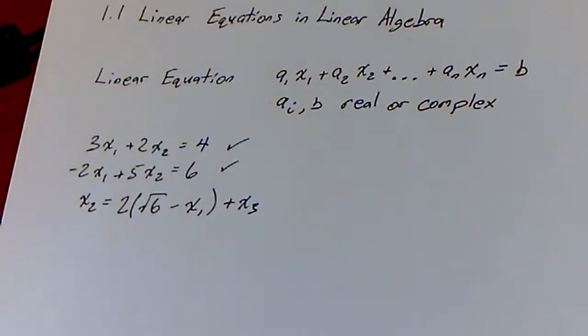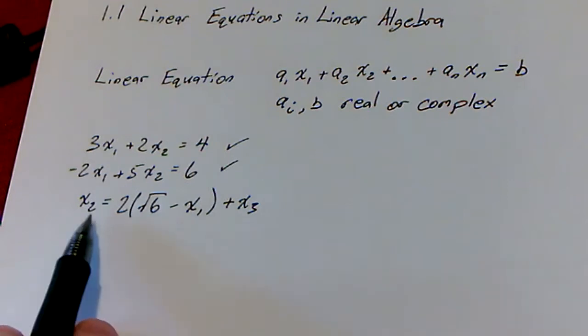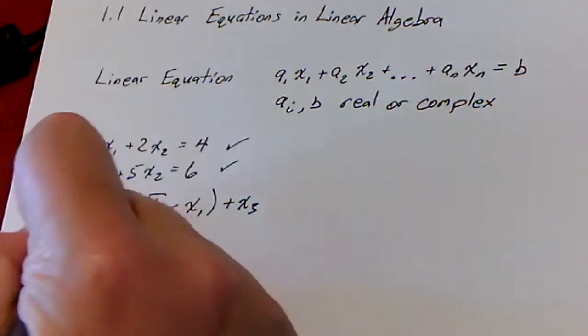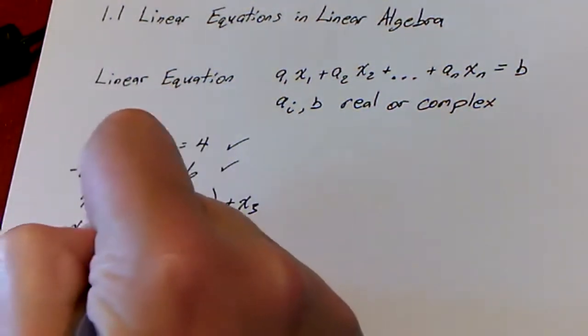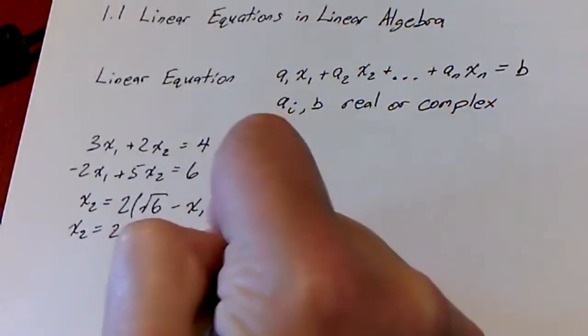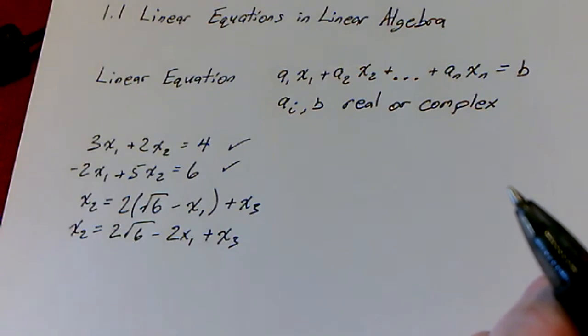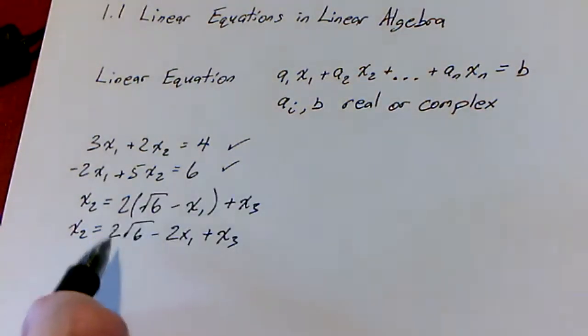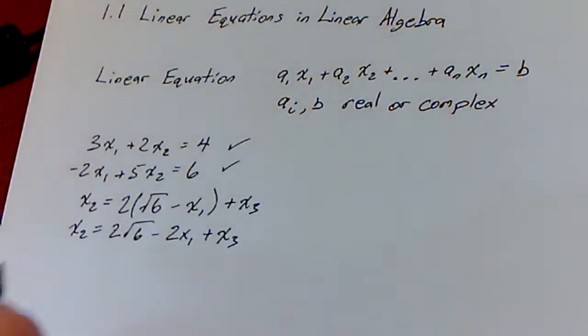When we get to matrix forms and other ways of solving and things like that, that's going to be a skill we may need depending on the problem. So let's look at that here. I'm going to distribute this 2 first. So I'm going to have x2 is equal to 2 square root of 6 minus 2x1, add x3 to it. I want this constant to stay on the right, so I want to move these 2 variables over to the left.